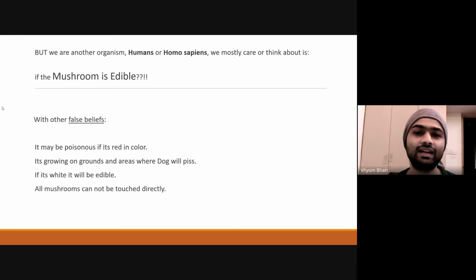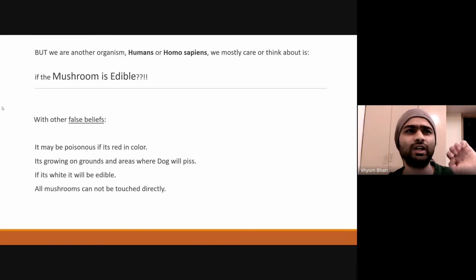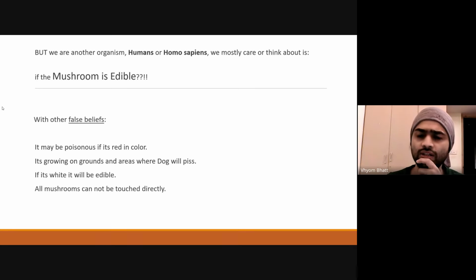There is nothing like that. There are so many sparkling red colored russulas in the wild. Not all of them are edible, but a lot of them are edible. So a color cannot tell you about the mushroom being edible. Second thing is, some say that if it is growing on the ground in areas where a dog pees, and a mushroom comes out, then it is bad. There have been a lot of false beliefs regarding all this.